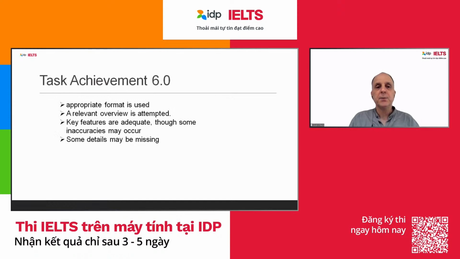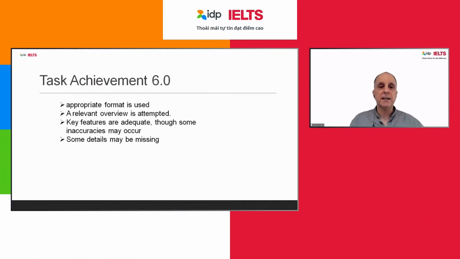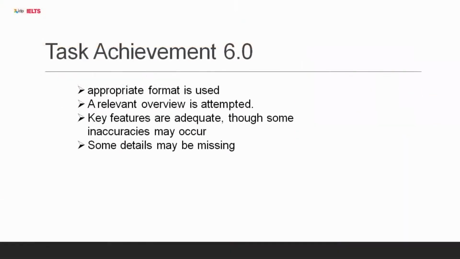Okay, make sure that the appropriate format is used, meaning making sure that you've got a nice clear gaps between the intro with the overview, or overview can be separate, then the bodies as well. Making sure that you use the right kind of language for that. Key features are adequate, and some details may be missing for a 6. So doesn't mean the categories, but maybe some of the data.